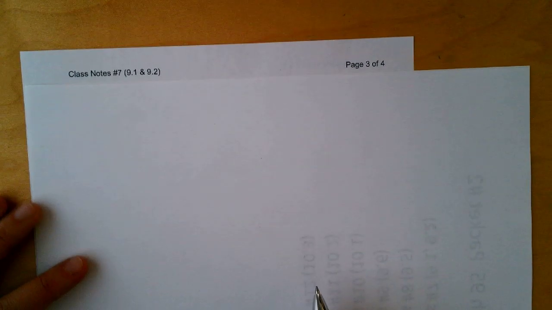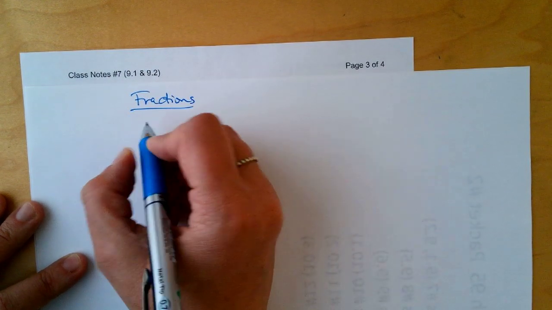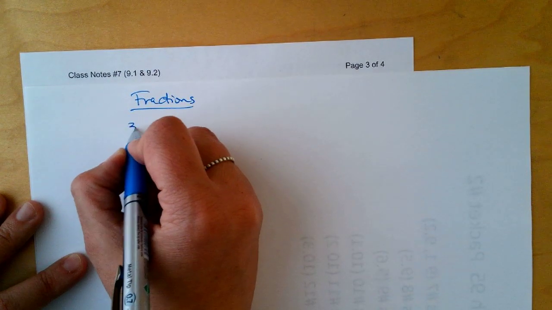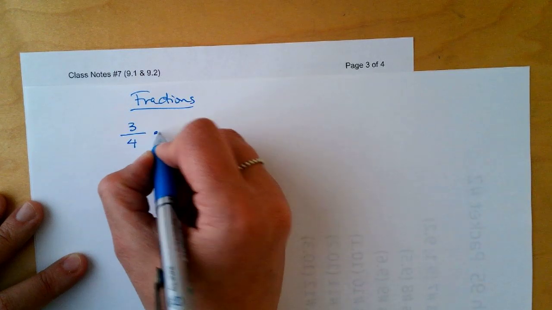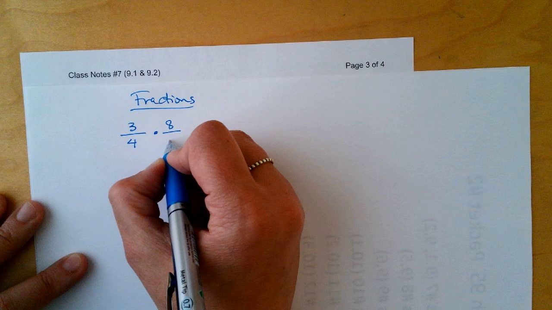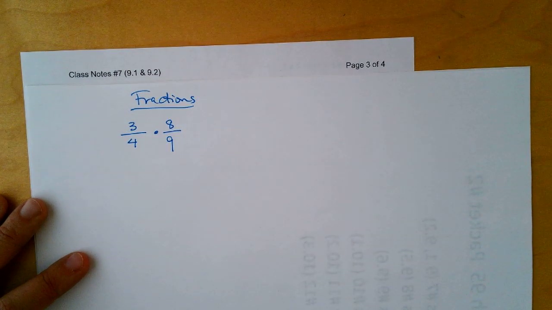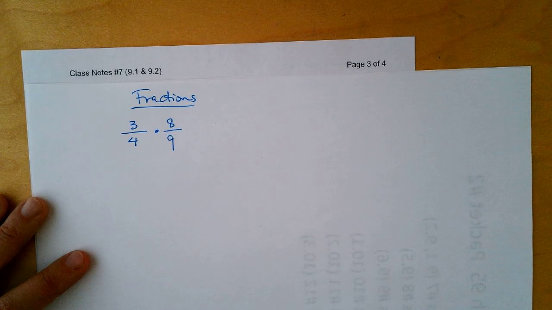Before we start on the next section, I just want to talk a little bit about fractions. The easiest thing to do with fractions is actually to multiply. If I have 3/4 times 8/9, how do I multiply fractions? Oh, you want me to cross cancel, right?